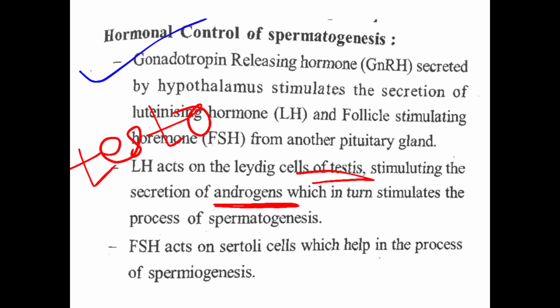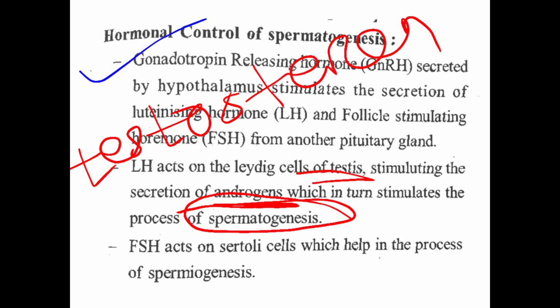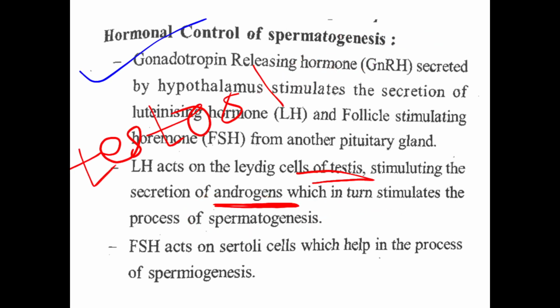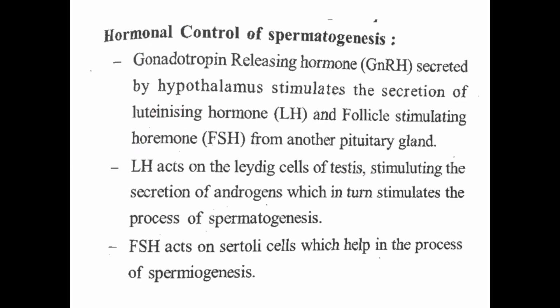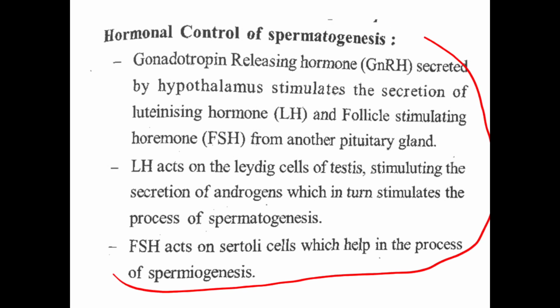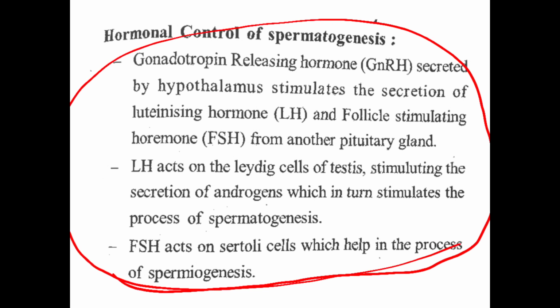In males, testosterone hormone is released. Androgen means testosterone, which in turn stimulates the process of spermatogenesis. FSH acts on Sertoli cells, which help in the process of spermatogenesis. These are all about spermatogenesis.